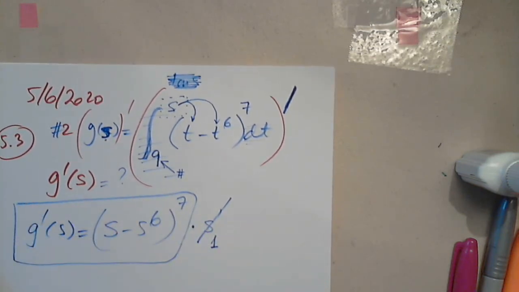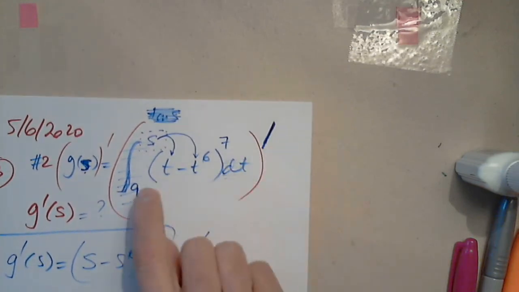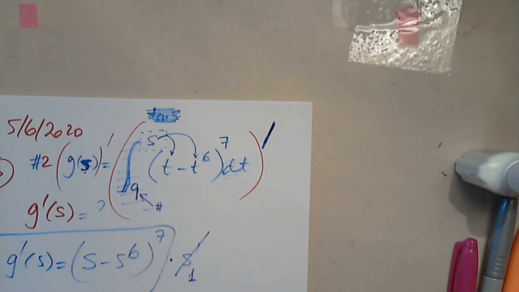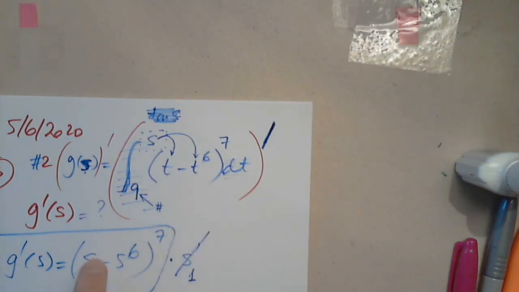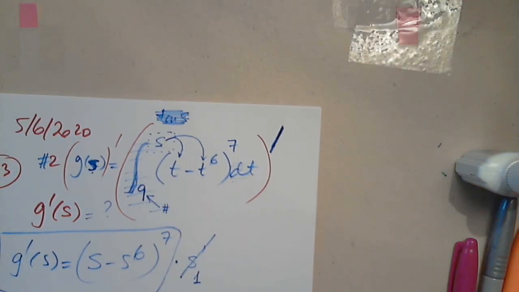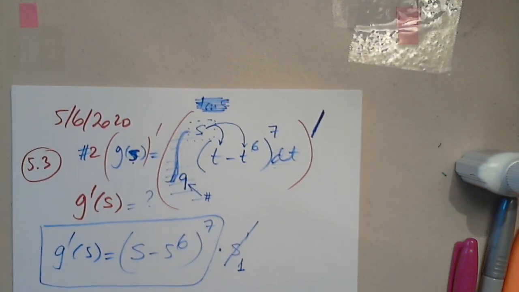This is from the Fundamental Theorem of Calculus Part 1 that really is teaching us that differentiation and integration are inverse operations. When I differentiate an integral, I get the function. When I integrate a derivative, I get a function. The function. So that was it. That's all I needed to do.